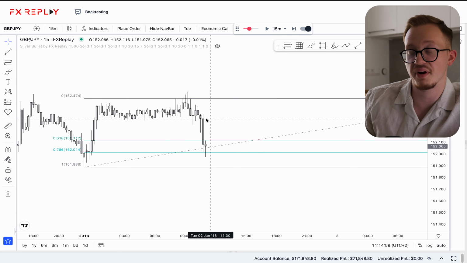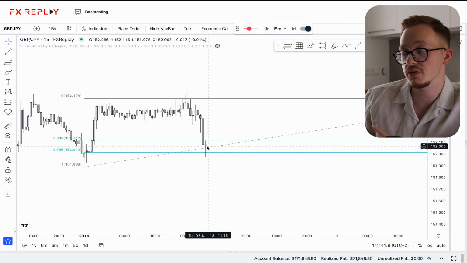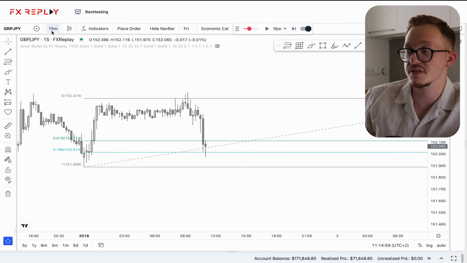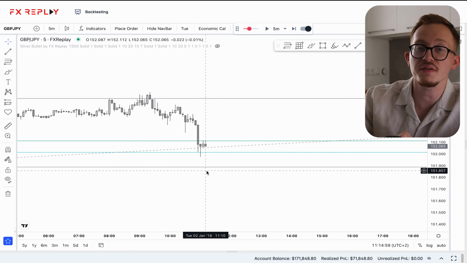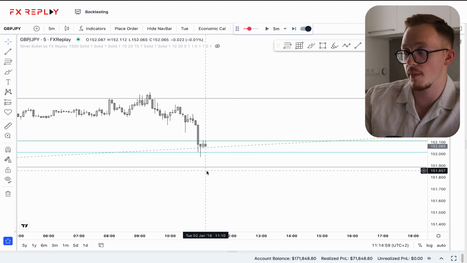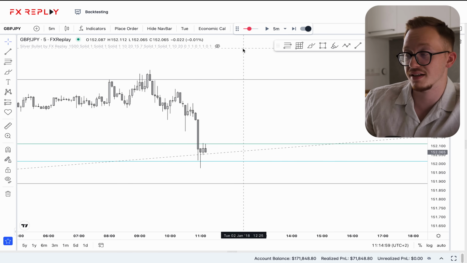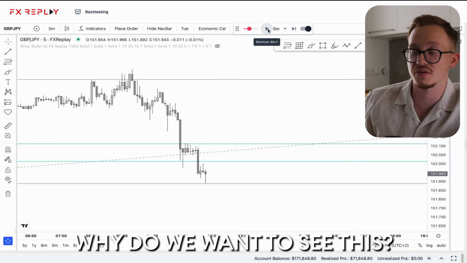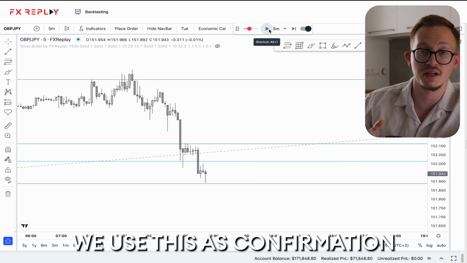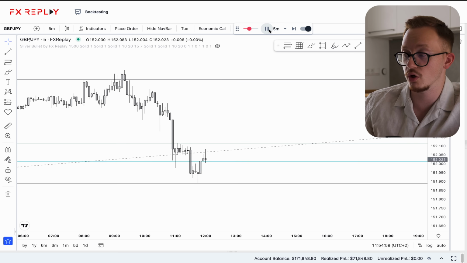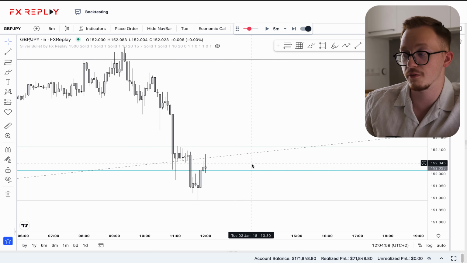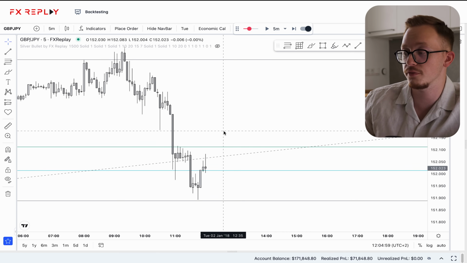As you can see right now, price came down to that zone, but we're not entering right away. Now we're scaling down to the 5 minute and we want to see an impulsive move the other way around. So we want to see a bullish impulsive move displacing higher. Why do we want to see this? We use this as confirmation. As you can see right now, we're just going lower and lower, and this is not confirming for us that this is the right zone to look for.